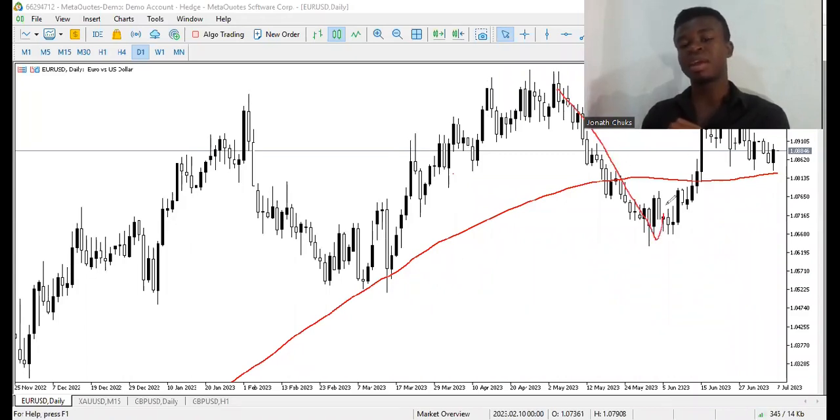This is the daily time frame. And then it went up. So if you look at this period, you see that the market is actually going down.